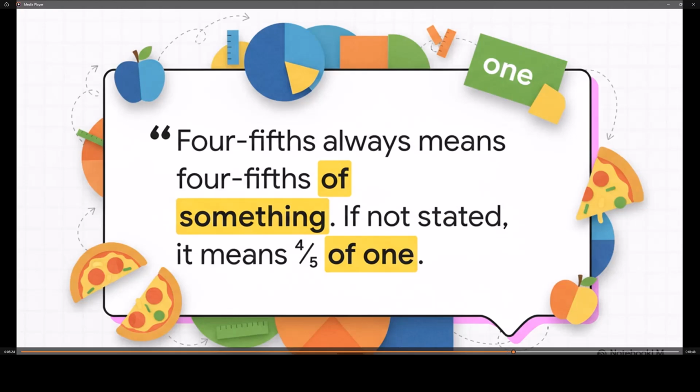But here's something important to take with you. 4/5 always means 4/5 of something. If nobody tells you of what, it means 4/5 of 1. That's true all through math, not just here. Algebra, calculus, all of it. So when that of 1 goes without saying, you'll know it's there. You won't get tripped up.